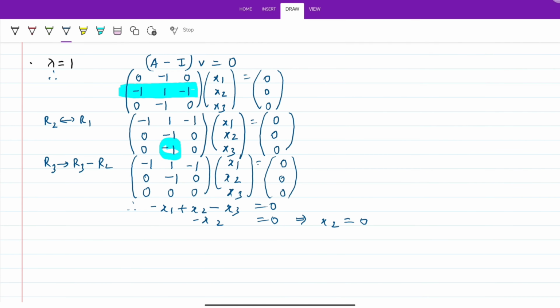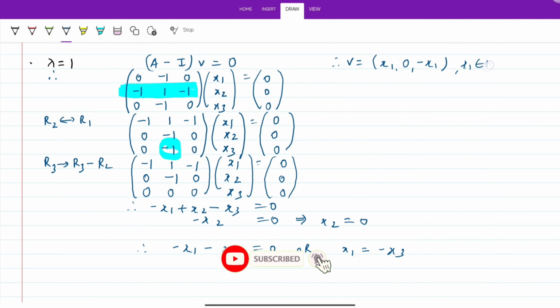Putting this in equation number 1, we get minus x1 minus x3 is equal to 0, or x1 is equal to minus x3. Therefore, the eigenvector corresponding to lambda equal to 1 is given by x1, 0, minus x1, where x1 is a real number. If we put x1 as 1, we get v2 is going to be 1, 0 and negative 1. This is the eigenvector corresponding to the eigenvalue lambda equal to 1.